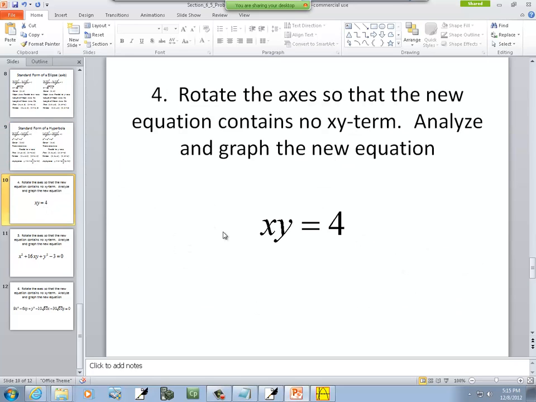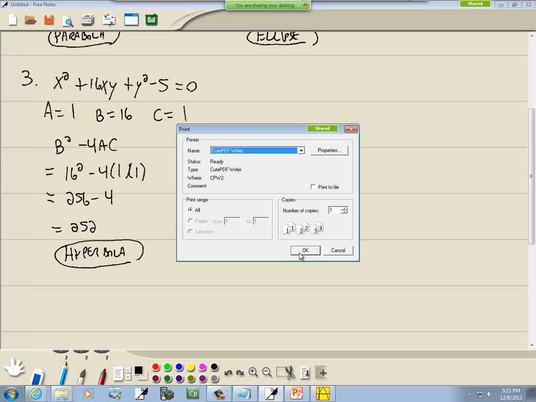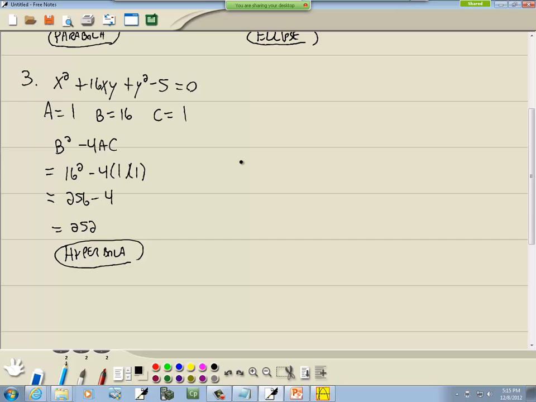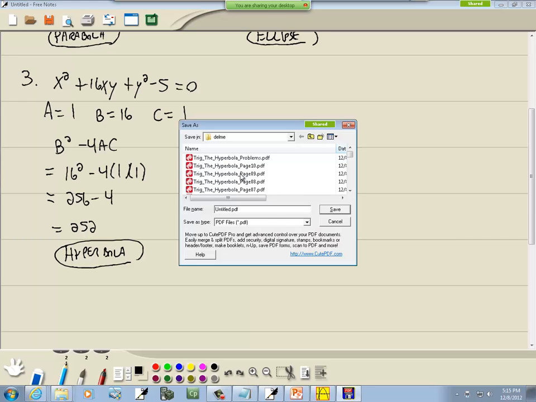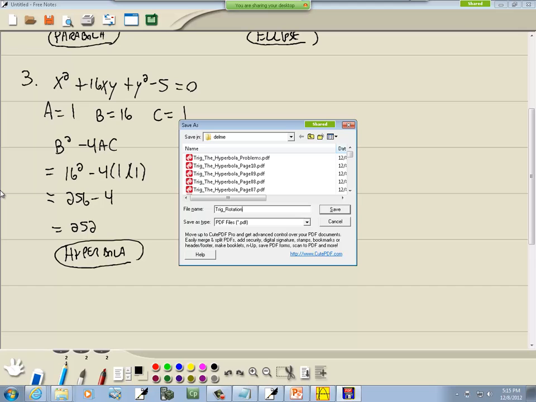Well, let's look at our first problem here. Actually, let me save this, because we'll need the room. And let's see. Trig rotation of axes. Page 01.pdf.